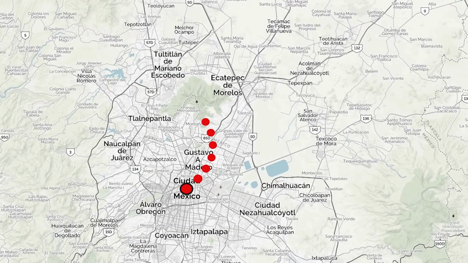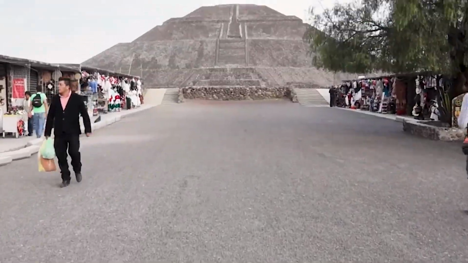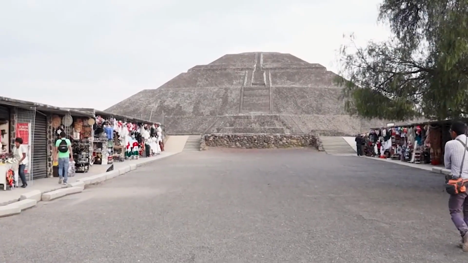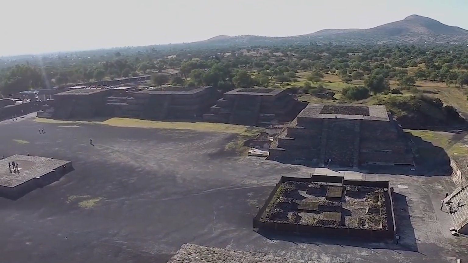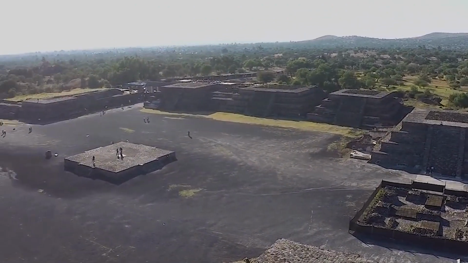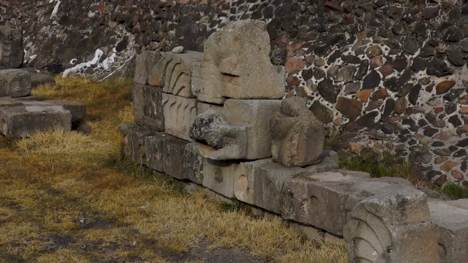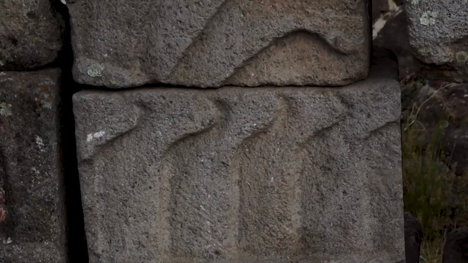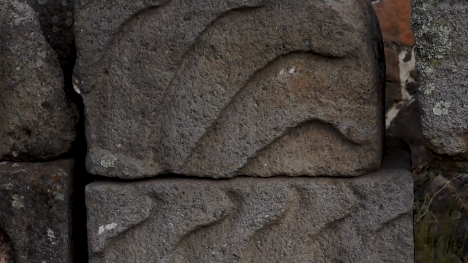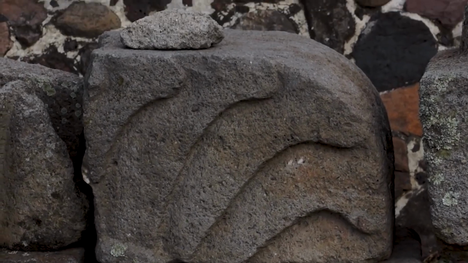Located about 50 kilometers northeast of modern-day Mexico City, Teotihuacan was one of the largest urban centers in the ancient world, and to this day, no one knows who built it. The Aztecs arrived on the Mexican Central Plateau during the first half of the 14th century. As they were coming from the north, they discovered the abandoned ruins of this city. They connected it to their own beliefs and gave it the name Teotihuacan, meaning birthplace of the gods.